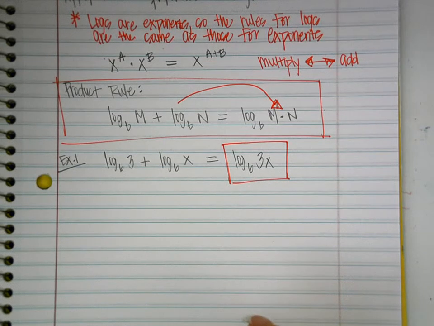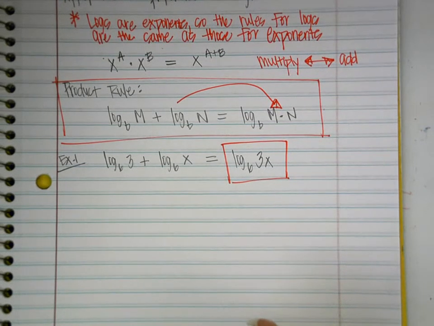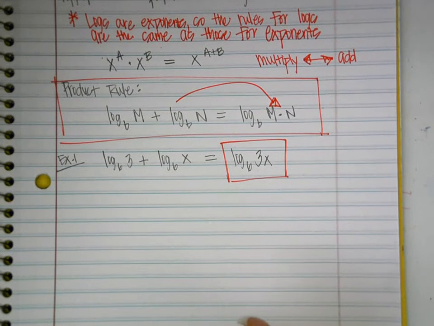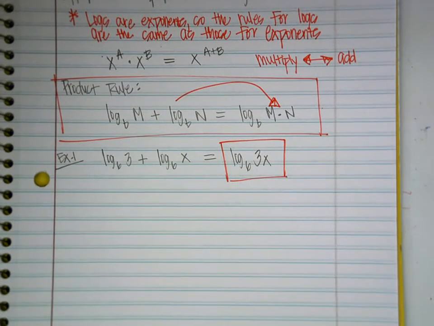Questions? It's just something that you're going to have to memorize. There's 3 different rules. You're going to memorize them. First one is that addition turns into multiplication.